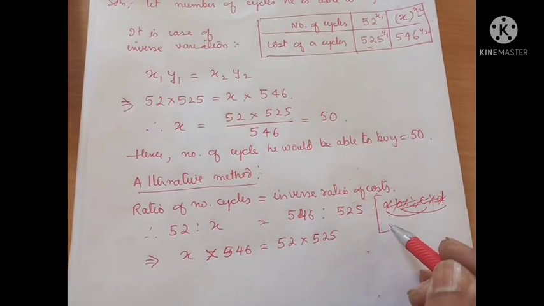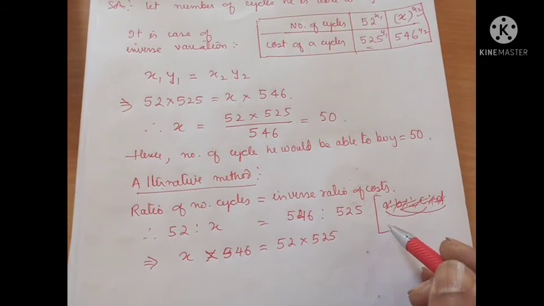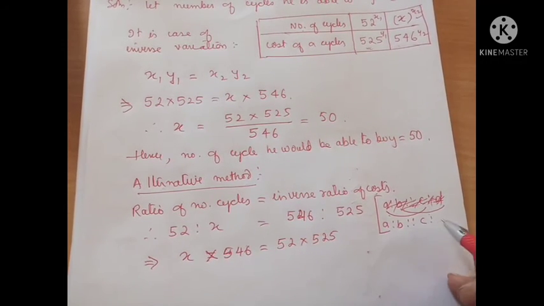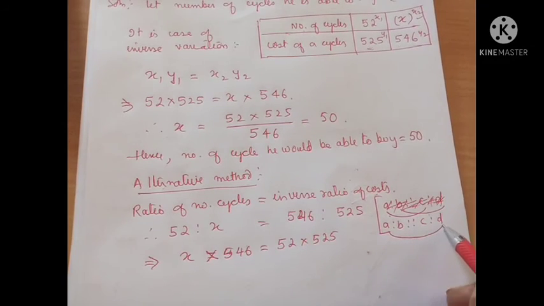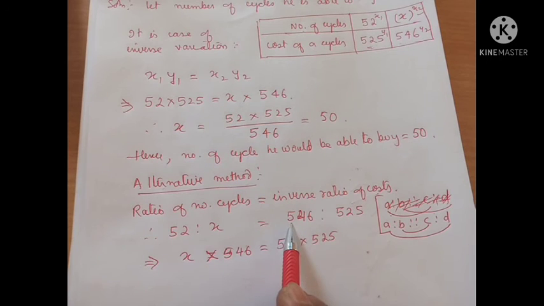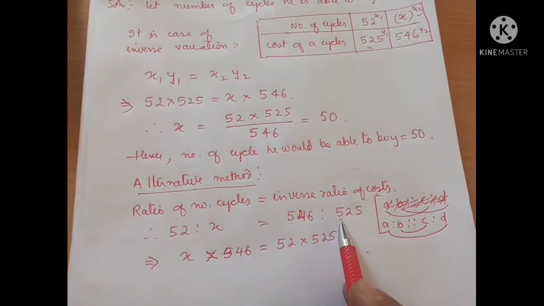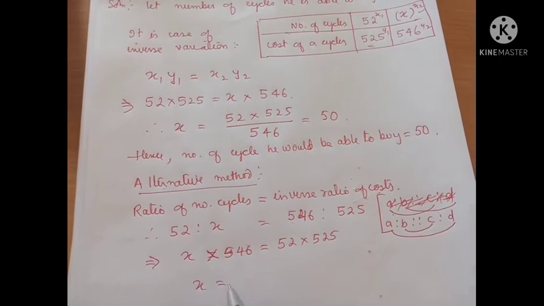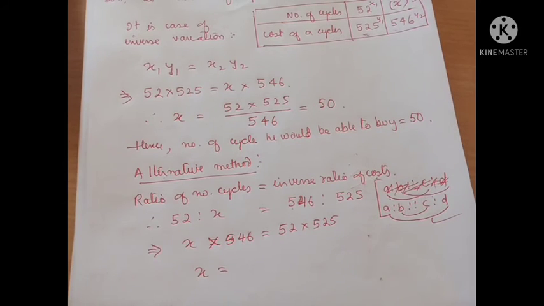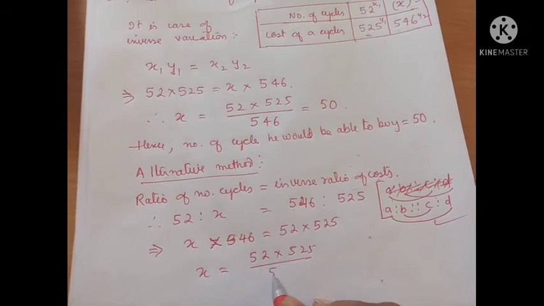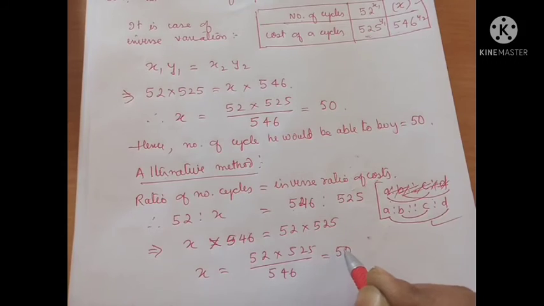Here again is the formula for proportion: A is to B proportion to C is to D. Then these two will be the extremes and these two will be the means. So here the mean is X and 546, and the extreme is 52 and 525. So from this formula also we can find the number of bicycles using the proportion formula. Ratio and proportion formula: 52 into 525 divided by 546. That will become the answer, 50.